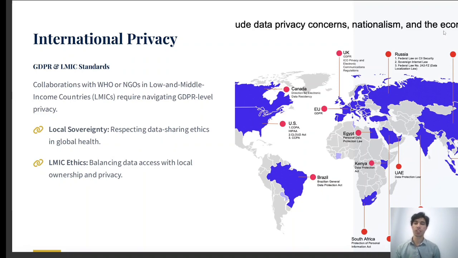There are two things that we need to consider. First is local sovereignty, to respect data sharing ethics in global health. Just because a place does not have a law in place does not mean that we should breach their privacy and take advantage of that. Then the LMIC ethics, which is balancing data access with local ownership and privacy.